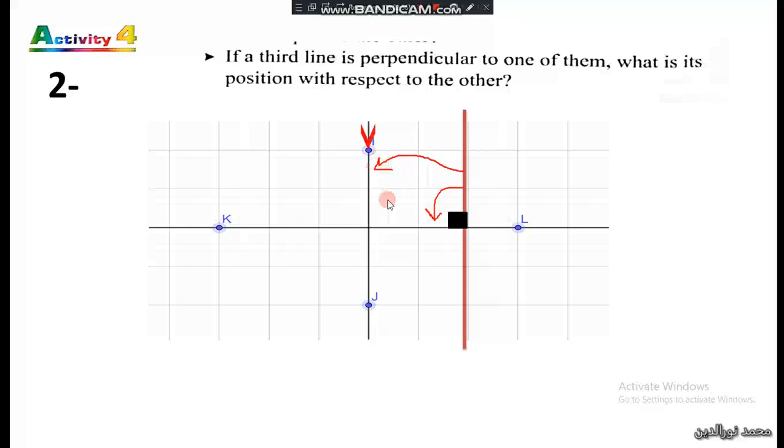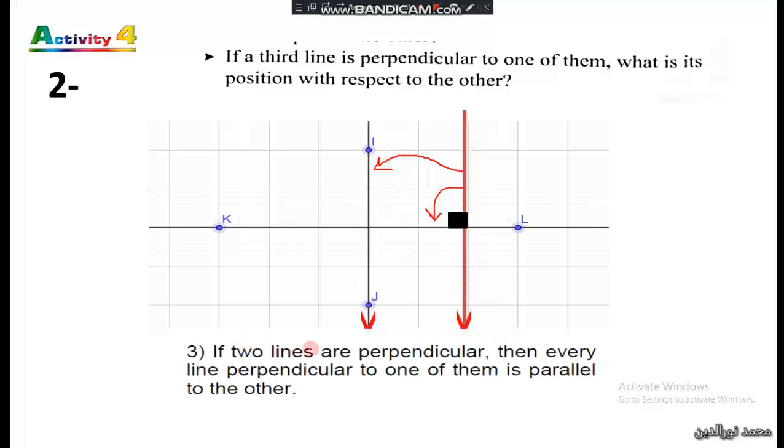They are parallel. So if two lines are perpendicular, then every line perpendicular to one of them is parallel to the other. Also, it's an Euclidean postulate.